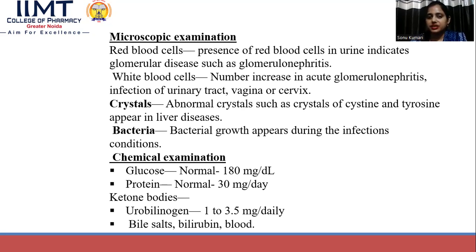Chemical examination: we observe glucose, normal 180 mg per dl, protein, normal 30 mg per day, ketone bodies, urobilinogen 1 to 3.5 mg per day, bile salt, bilirubin, blood.